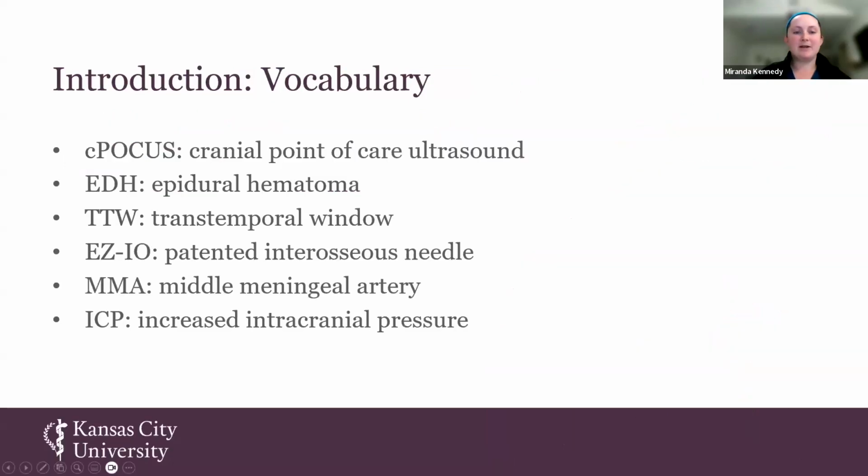Okay. So these are some phrases I'm going to be using throughout today's presentation, including cranial POCUS or C-POCUS, which is cranial ultrasound, EDH or epidural hematoma, TTW or transtemporal window, EZIO, which is just a type of interosseous needle, MMA for middle meningeal artery, and ICP for increased intracranial pressure.